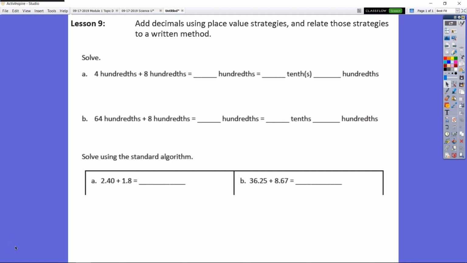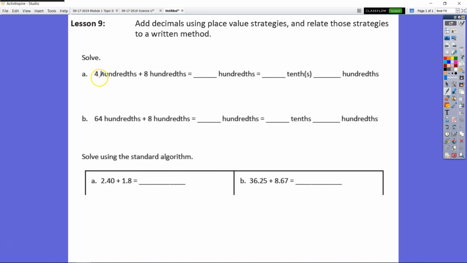Lesson 9. We're going to be adding decimals using the place value strategies, and we're going to relate those strategies to a written method. So let's see here. Our place value strategy we're going to be using is our bundling or renaming.